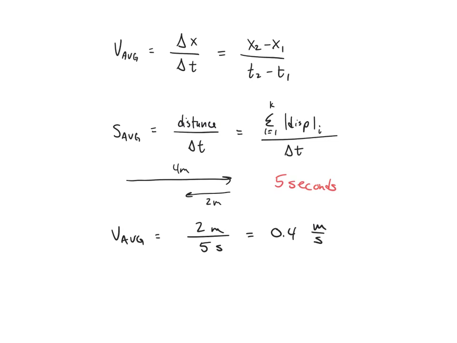While my distance over time, or my average speed, would be a total of 6 meters over 5 seconds, which equals 1.2 meters per second. So again, where does the 6 come from? 4 and 2 added together gives me the total distance, which is what I'm trying to show right here. You sum together all the little pieces of displacement over time.